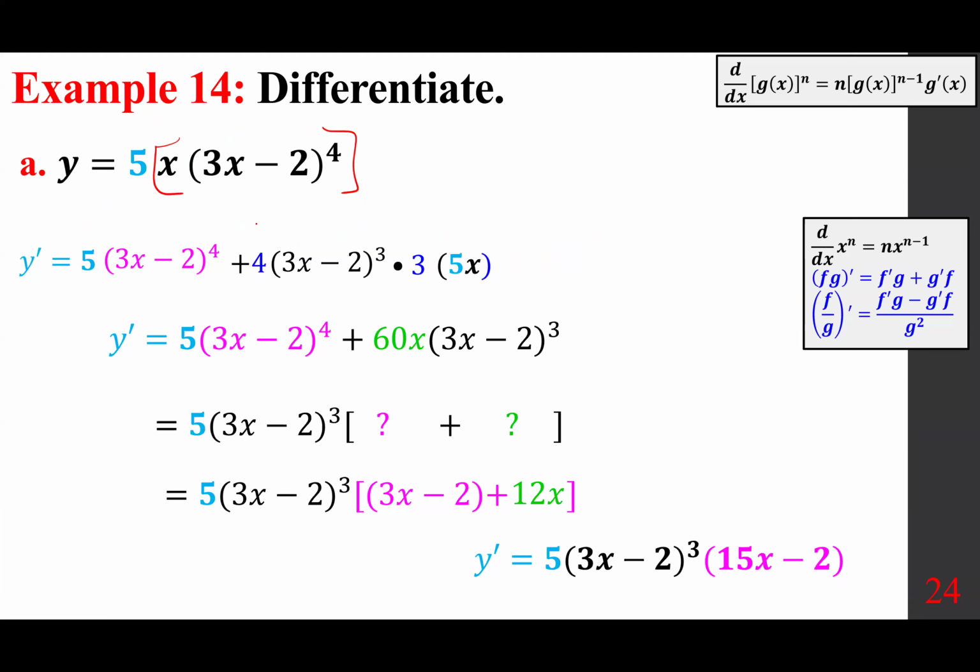I want to show you if we go this route and differentiate. So first, you're going to write y prime is 5, and then this is f, this is g. In other words, f is just x, not 5x. So 5, and then the f prime g plus g prime f. F prime is 1 times g, (3x minus 2) to the power 4, plus g prime. G prime, we already did that. Remember that the derivative of this piece was this piece. And then times x instead of 5x.